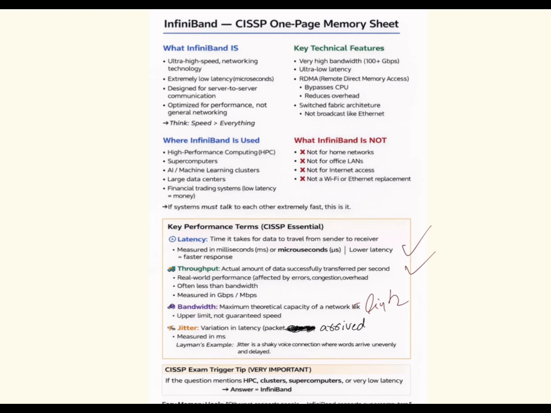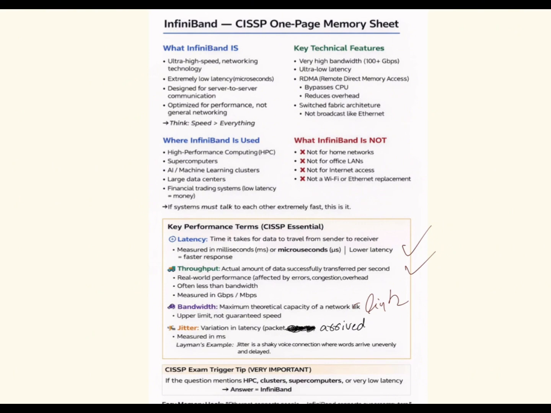Jitter is the variation in latency of arrival, measured in milliseconds. Jitter is like a shaky voice connection where words arrive unevenly and delayed. Sometimes you hear the voice from the other side, but sometimes you don't. That's jitter, always unevenly delivered and with some delay.